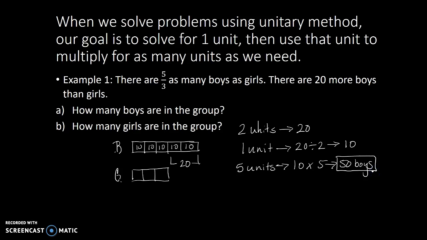And then we wanted to solve for girls. So girls have 3 units, which equals 10 times 3, which equals 30 girls. All right, easy enough, right?